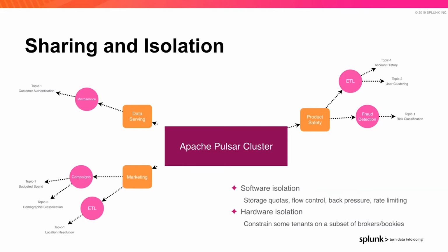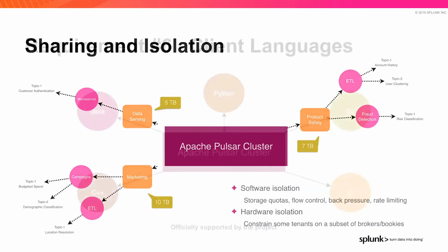We can isolate a particular tenant based on software, and if the need comes, we can move the tenant to a particular set of nodes or hardware elements, so that you can constrain some tenants to a subset of brokers and bookies. So these are all the quota enforcements.